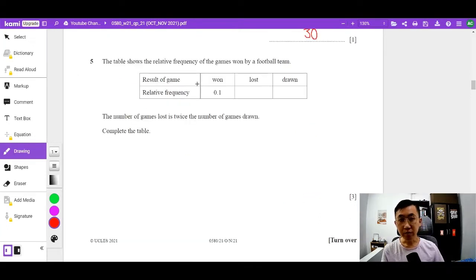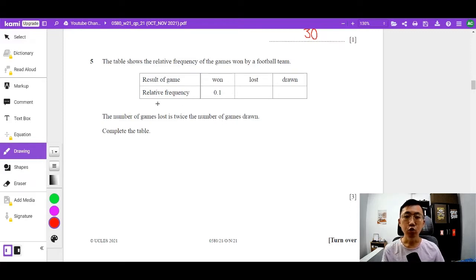Question 5. The table shows the relative frequency of the games won by the football team. Alright, I can see a table is given to you. The number of games lost is twice the number of games drawn. Complete the table, and it's a 3 marks question. Now, pay attention. I have 2 things to fill up, but the final score that is given to you is 3 marks. It means that you have to show working somewhere. And you can see that there's a lot of spaces given to you. Okay, so that's how you do past year question.